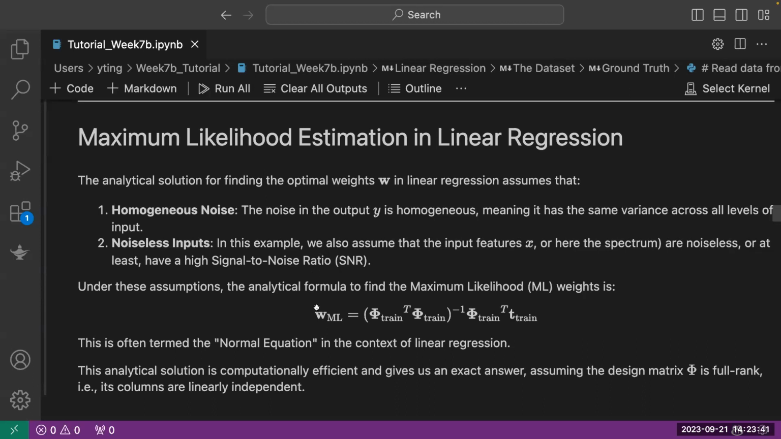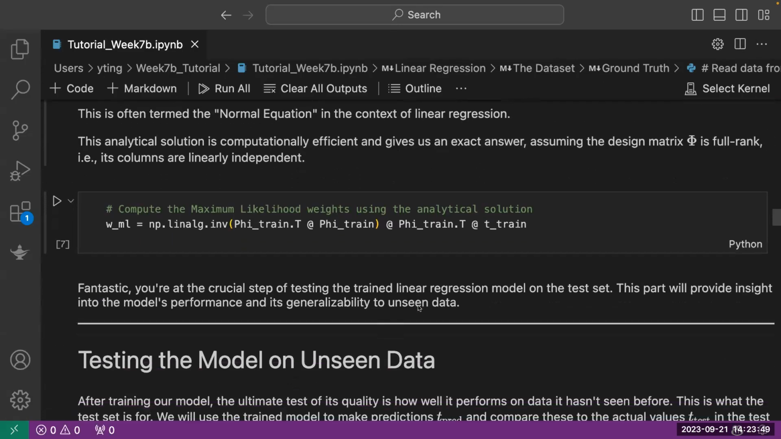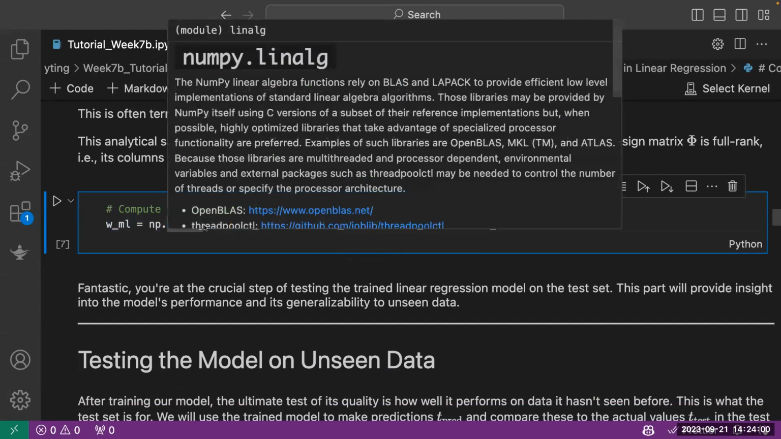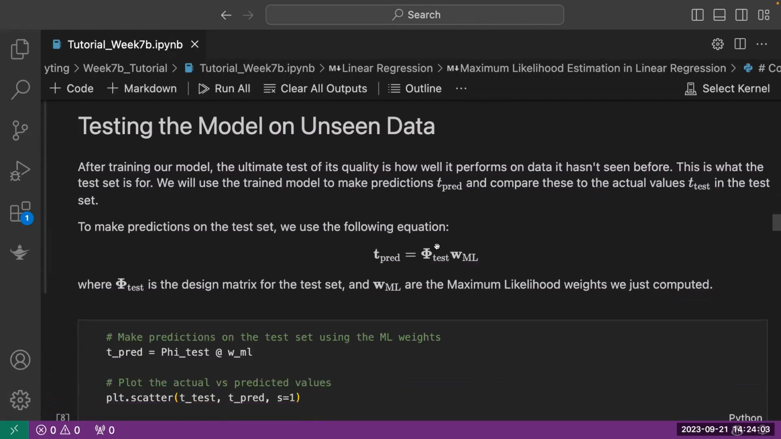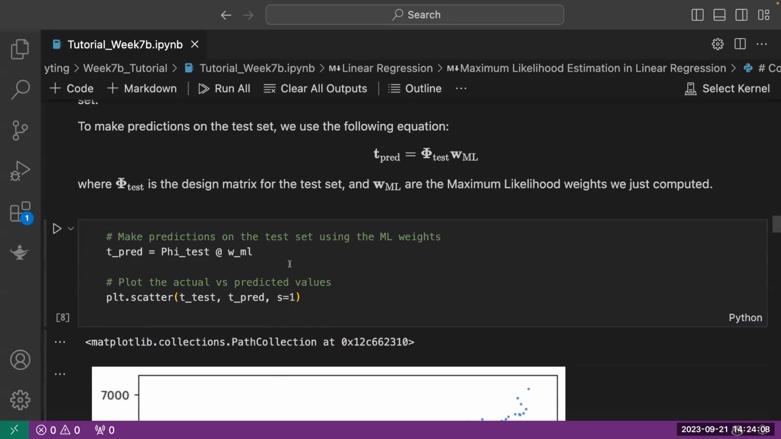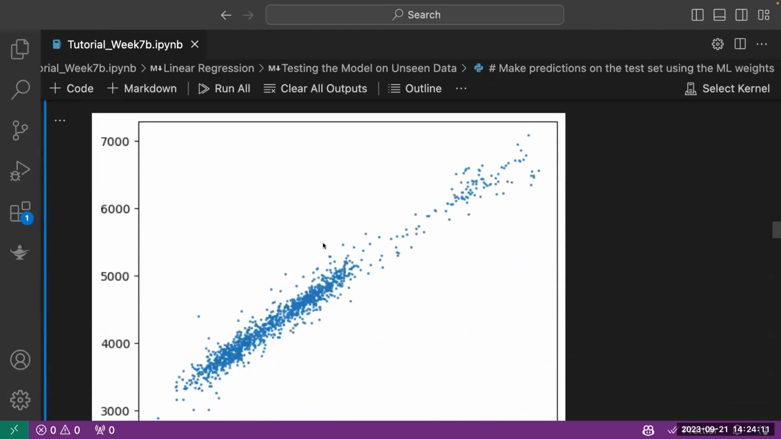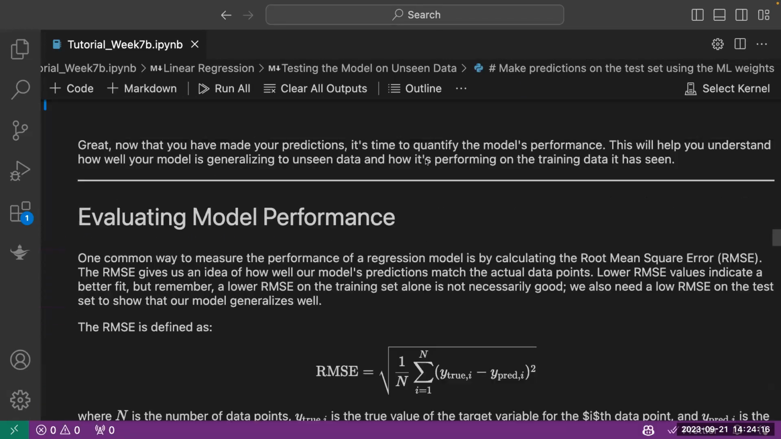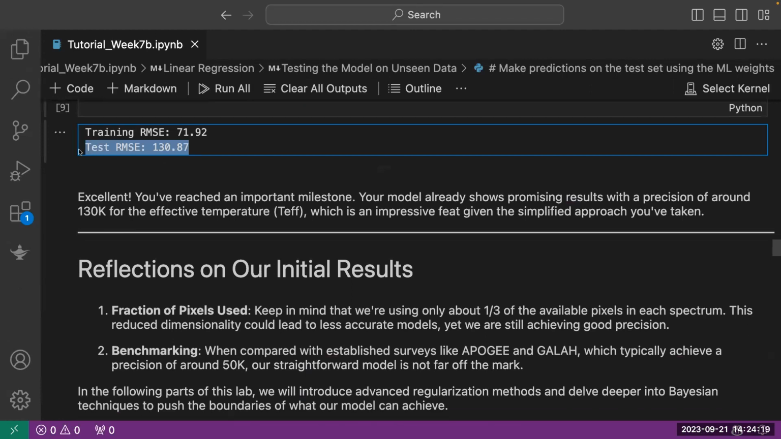Let's forget about the prior terms. The maximum likelihood solution is analytic. So you write exactly one line, then you get the best fit model, literally one line, no packages, besides NumPy. And then you say, well, now if I have a new spectra, phi, I can predict what is my temperature. Exactly one line. And then you say, wow, you see, I can get the temperature of the star, and it's within 130 Kelvin.